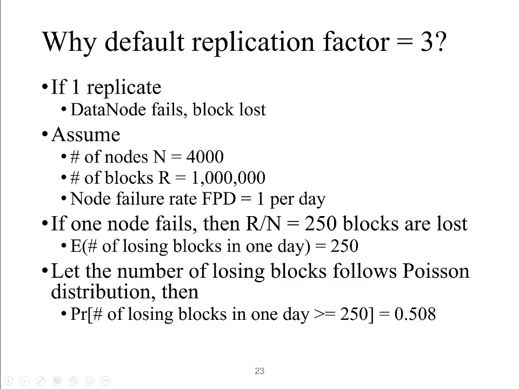Okay, now the question comes: why 3? Why not 1? Well, why not 1 is quite clear. If there is only 1 replicate, whenever the data node fails, the block is lost, and there's no way that you can recover it.